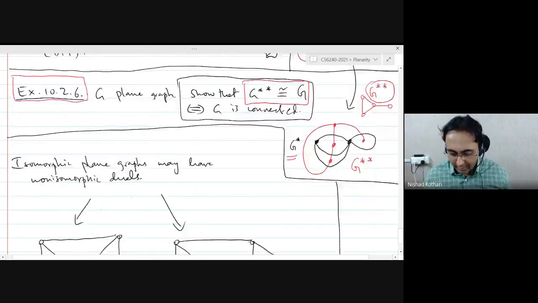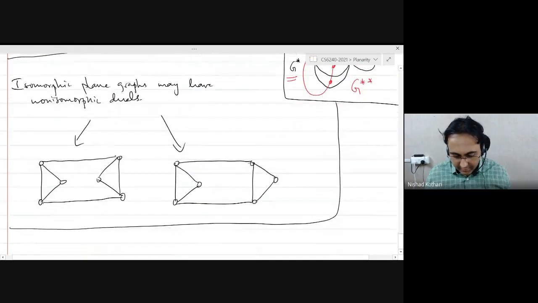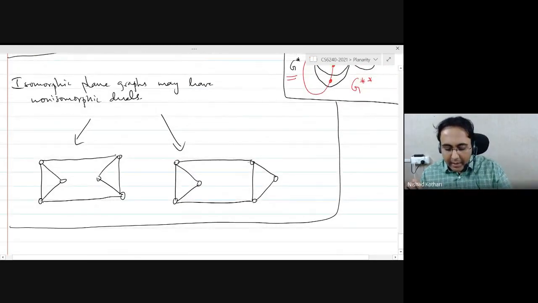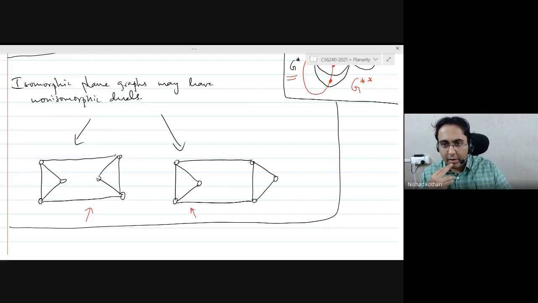Towards the end of yesterday's lecture, I mentioned that even if two plane graphs are isomorphic, so that means that the underlying abstract graphs are isomorphic, their duals could be non-isomorphic, right? One example is here. You have a planar graph with two different drawings. And if you draw their duals, you will see that they are non-isomorphic graphs.